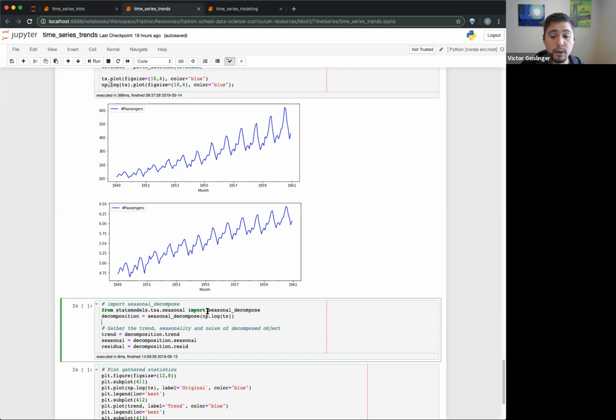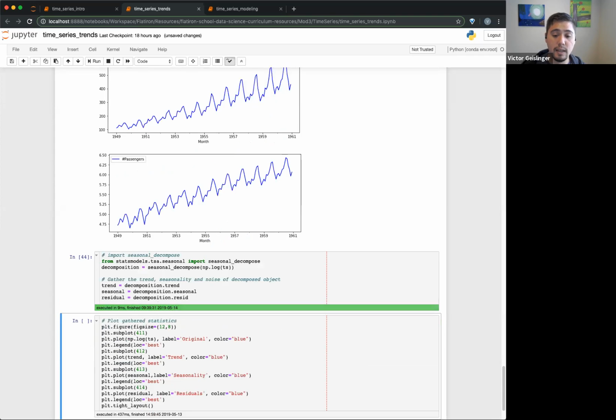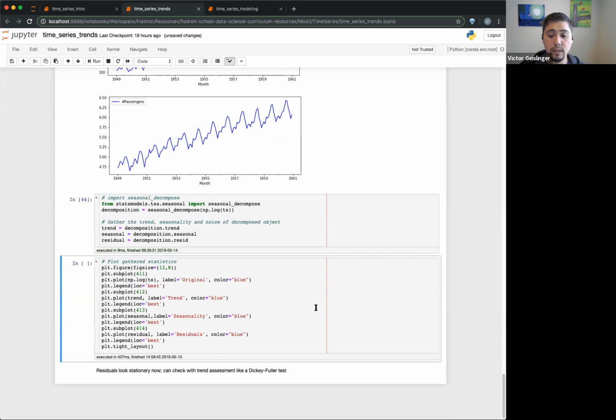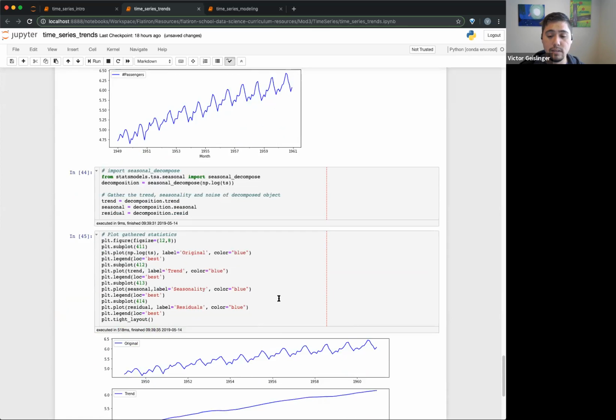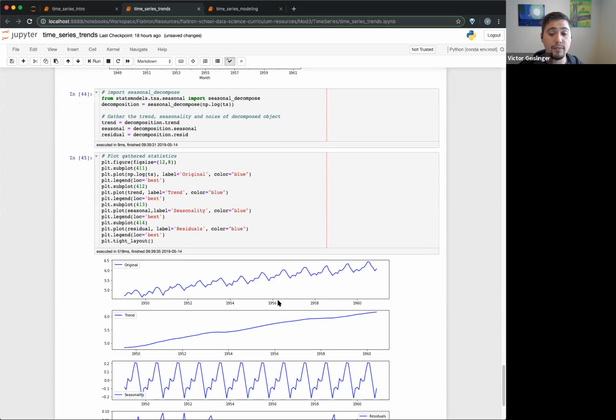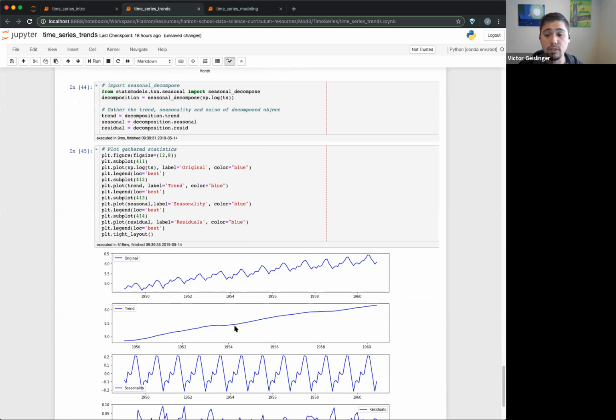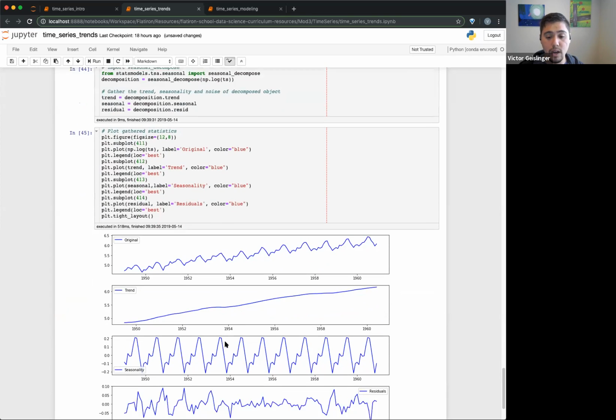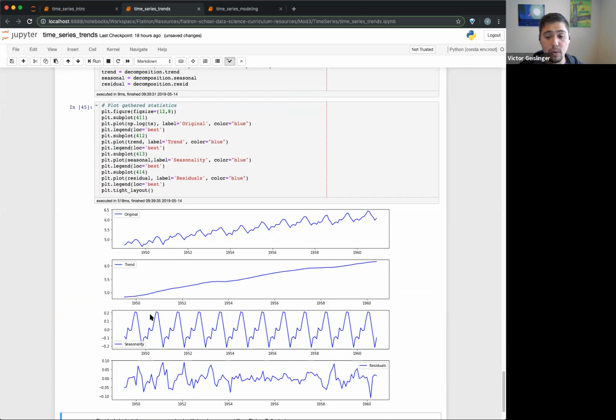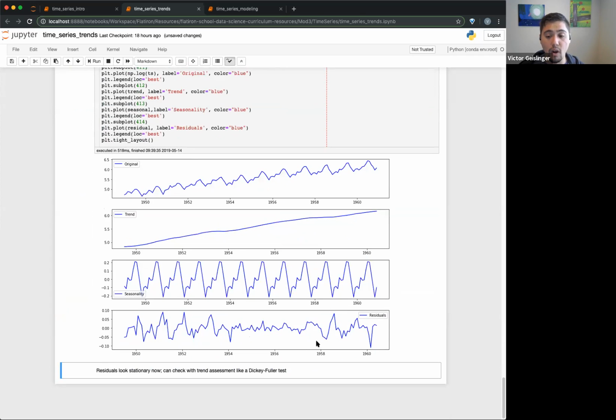So now we're going to decompose the log of the time series. I'll have the trend, the seasonal, and the residual. Then I can plot each part out. So now we have the original with log transformation. This is the general trend. We can see the seasonality, where it's repeated over and over again. And then all that's left is our residuals, our noise.